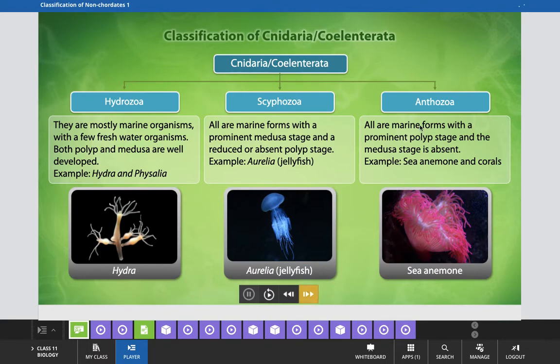Anthozoa. Anthozoa are all marine forms with a prominent polyp stage, and the medusa stage is absent in them. Examples, sea anemone and corals, belong to this class Anthozoa of the Cnidaria or Coelenterata.